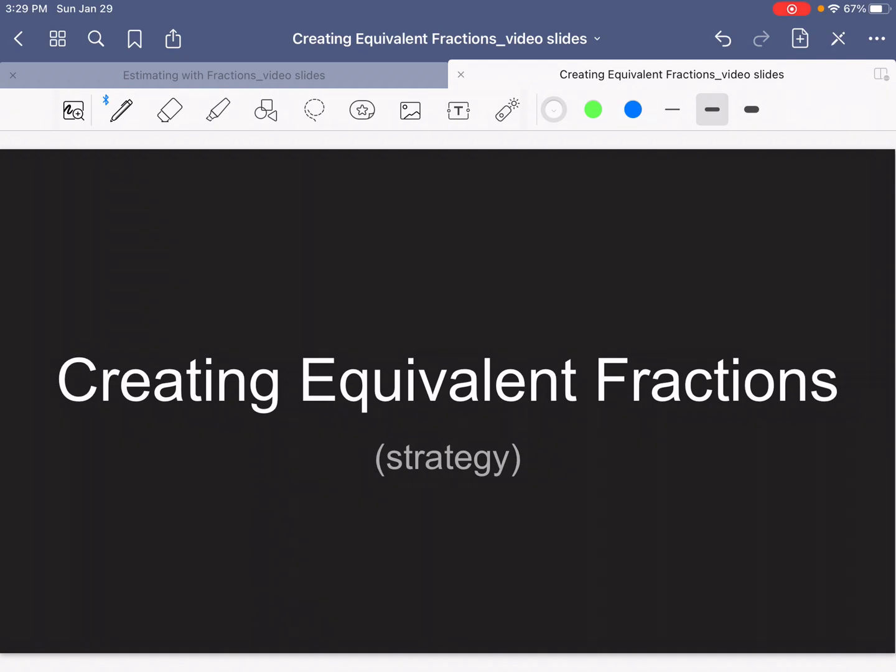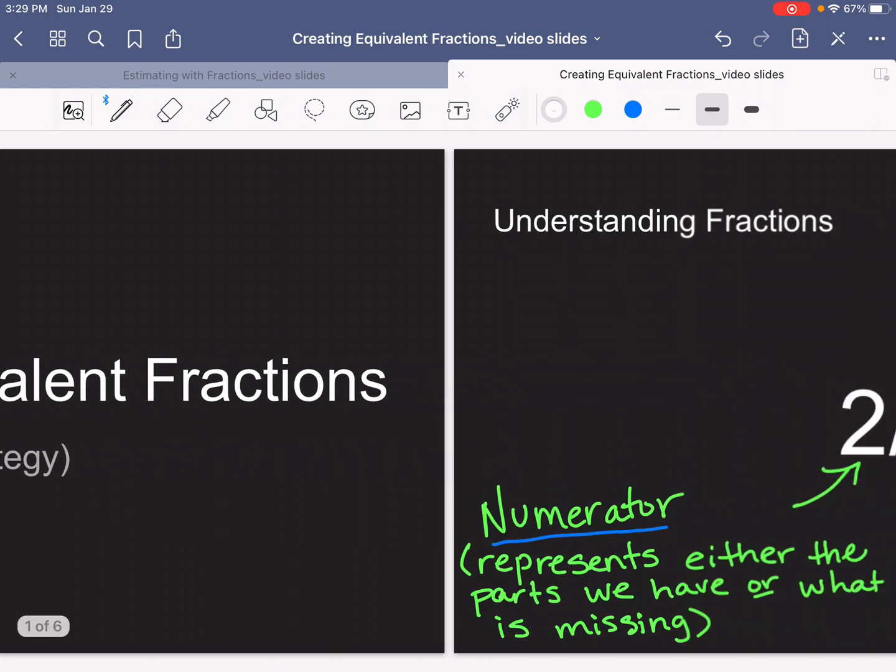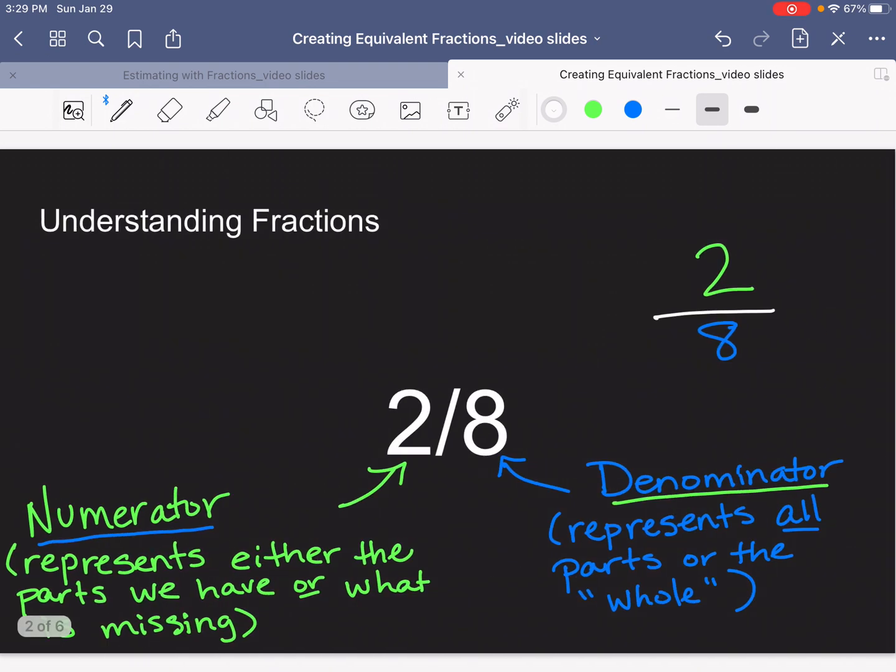Creating equivalent fractions. So before we get into talking about creating equivalent fractions and learning the strategy that we're going to be using during this unit, let's talk just for a moment again about understanding fractions.